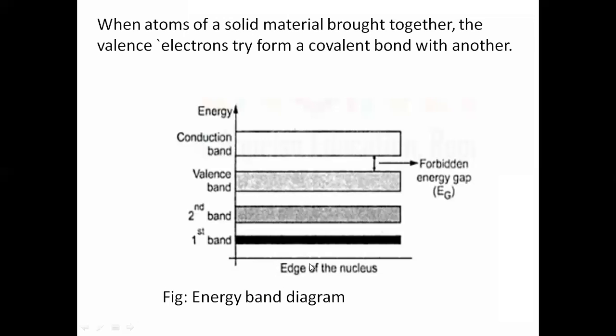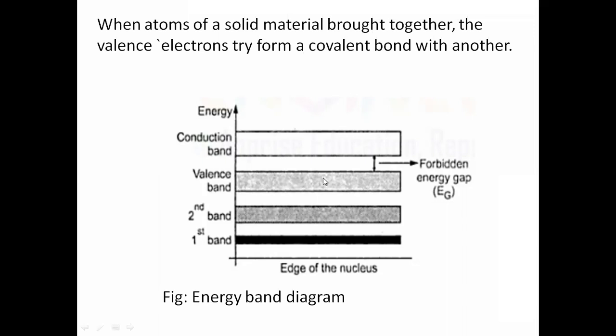In this we have the edge of the nucleus, and this is the first band, second band. These bands represent each orbit's energy level. We have a number of orbits, first orbit, second orbit, and in each orbit we have a number of electrons. The number of electrons represents a certain energy, and the combined energy level is represented as a band. So here this is the first band, second band, and this is the valence band.